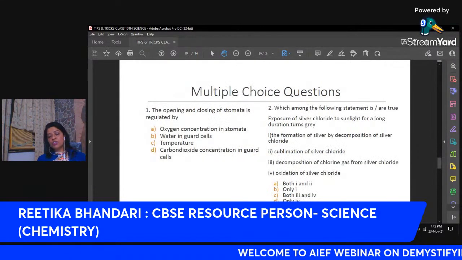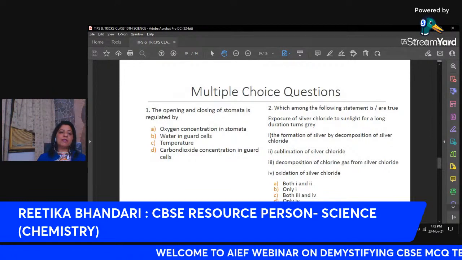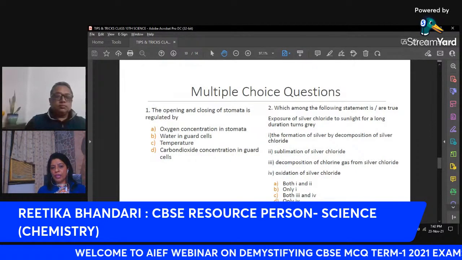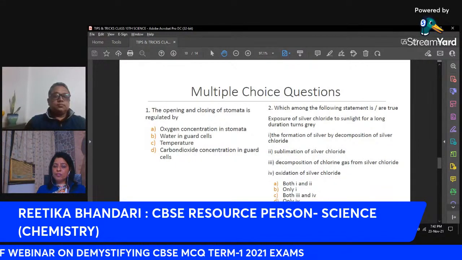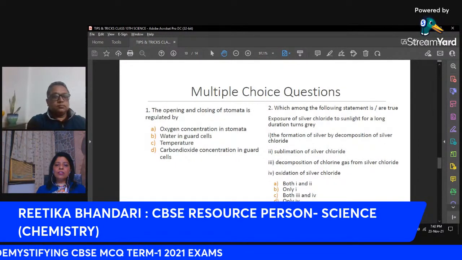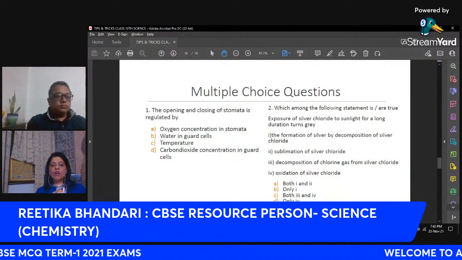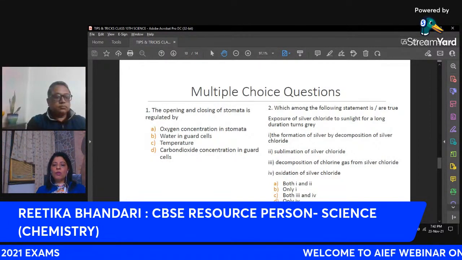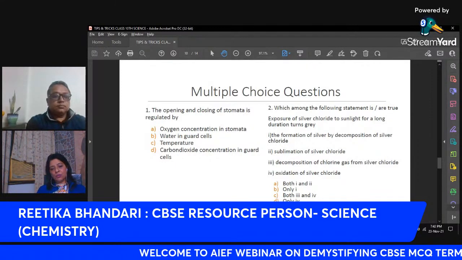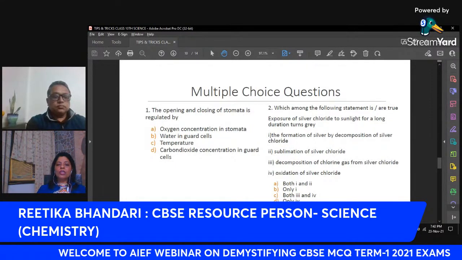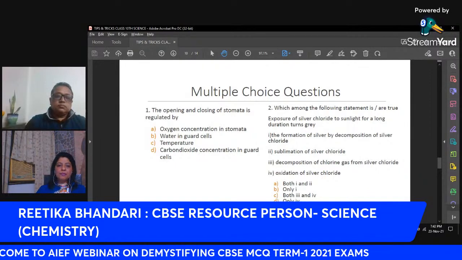Again, multiple choice questions, as I told you, may be simple, like question number 1 shown here: the opening and closing of stomata is regulated by, with 4 options. But in the second question, you can see that we have certain options, and then we have options like both 1 and 2, or only one. Such questions are your complex MCQs. So you have to practice both kinds of questions.